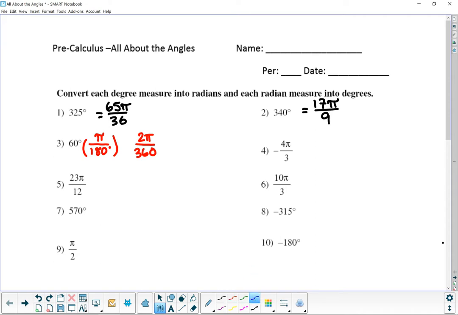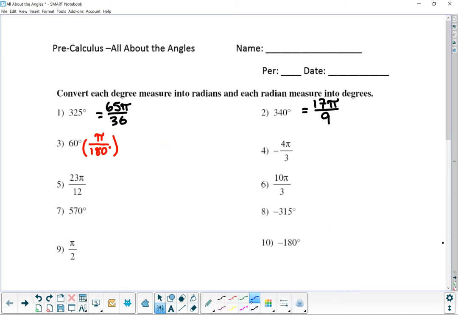Really what we're doing is we're dividing the same thing by each other, and when you divide the same thing by each other, you get a 1. And when you multiply by 1, you really don't change what the thing is. 60 times 1 is still 60. So that's why we're able to do 180 divided by pi, or 2 pi divided by 360. But like I said, I'm going to use a smaller value, which is 180 divided by pi.